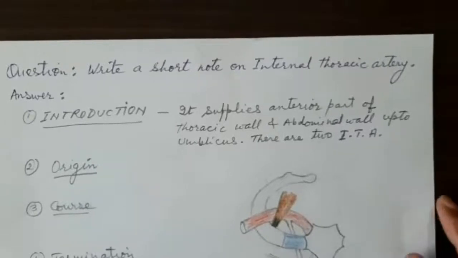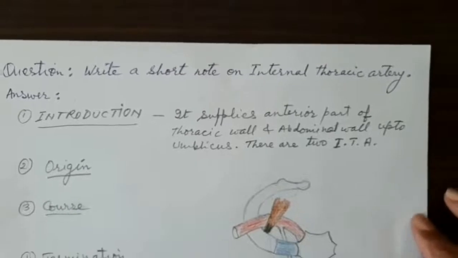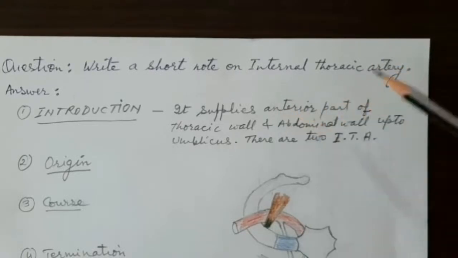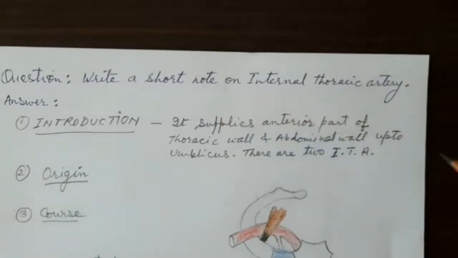Good morning, students. We are on the thoracic wall, and this is a short note on the internal thoracic artery. The question reads: write a short note on the internal thoracic artery.